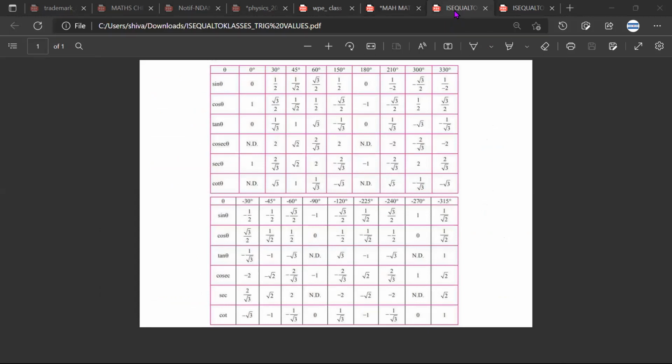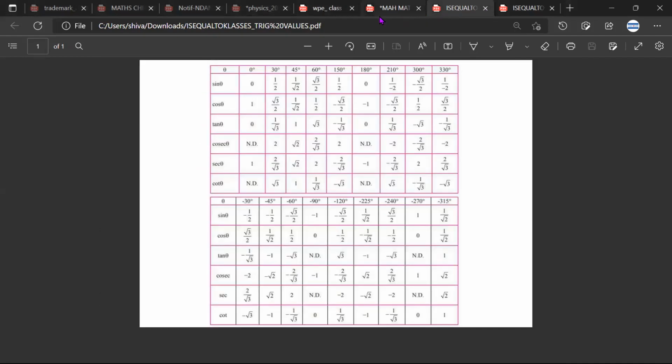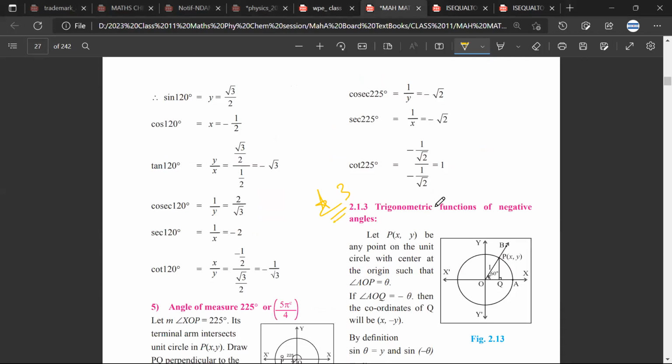For getting these values, we'll be using this unit circle, and we'll understand the logic of this unit circle. Once we understand the logic, then this table will become very easy for us. Once we have done this, then we'll move on to the fourth point.